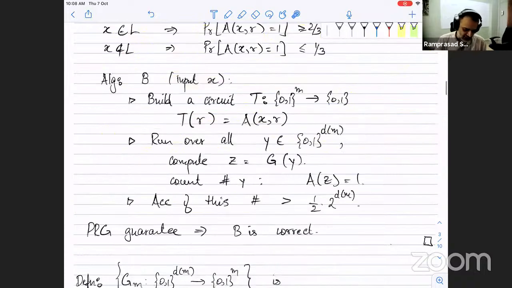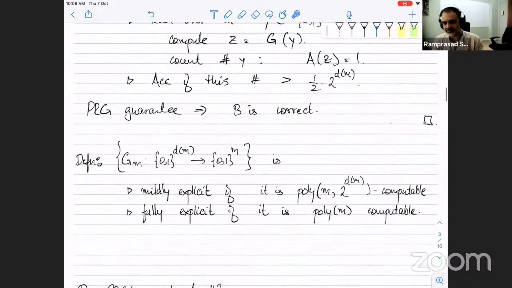Okay, so this is why for pseudorandom generators there are often two descriptions. We will say a generator is mildly explicit if the running time happens to be poly in M and 2 power D, versus fully explicit, where I just want it to be poly in M. I am not going to allow you to run in time 2 to the D of M.